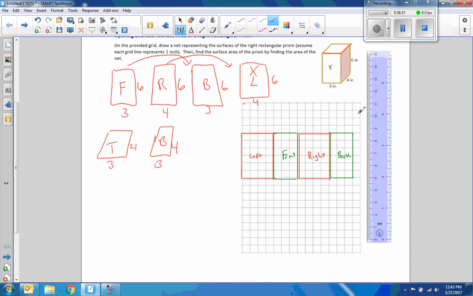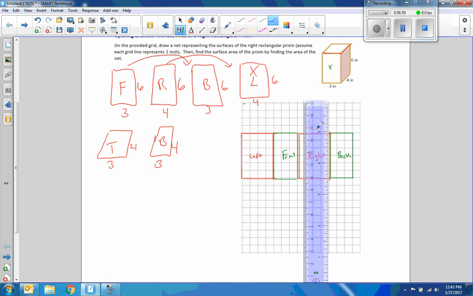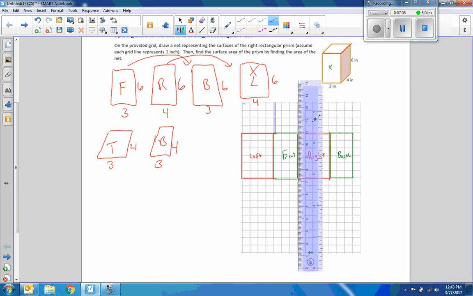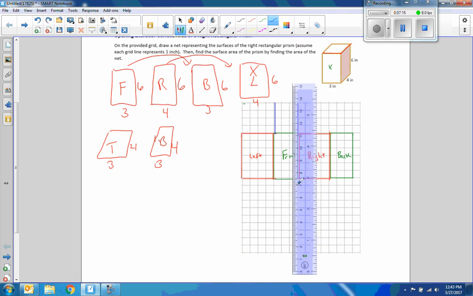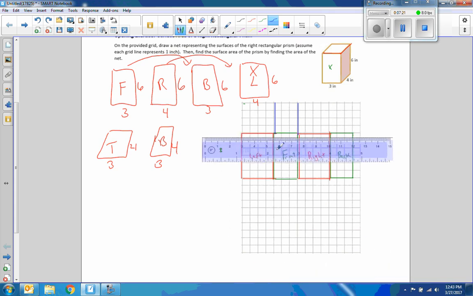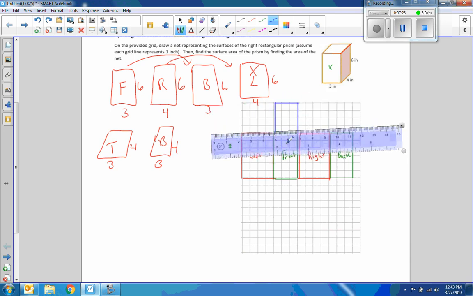And I will use purple or blue, whatever this one is. So it's going to be the same width as my front and the same height as my side. So it's 3 by 4. So as you can see, there's 4 squares there, 4 squares here, bring this up, rotate it, rotate, there we go.